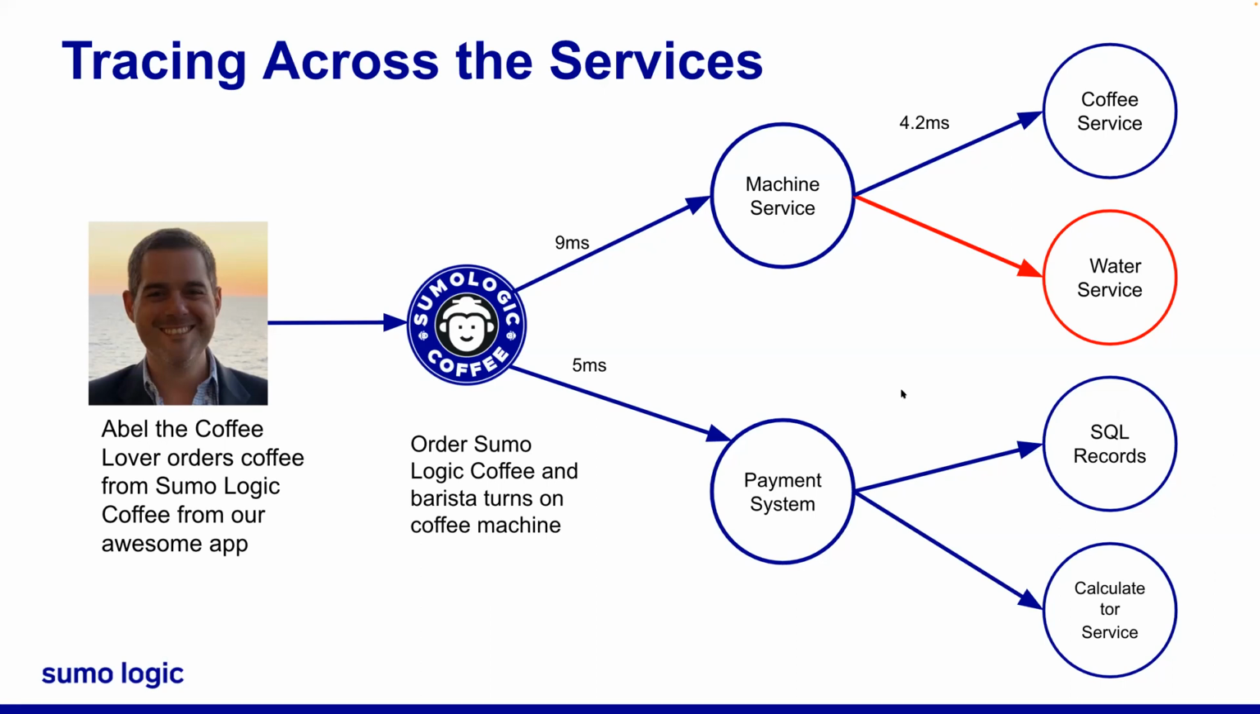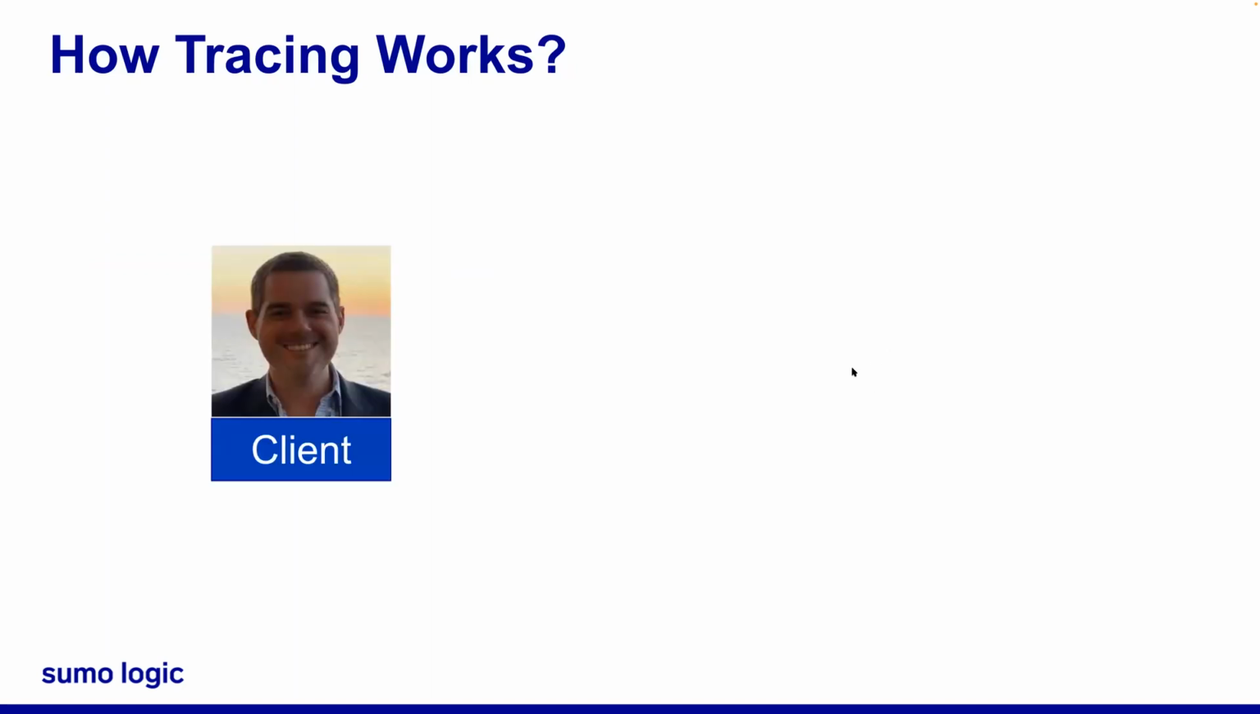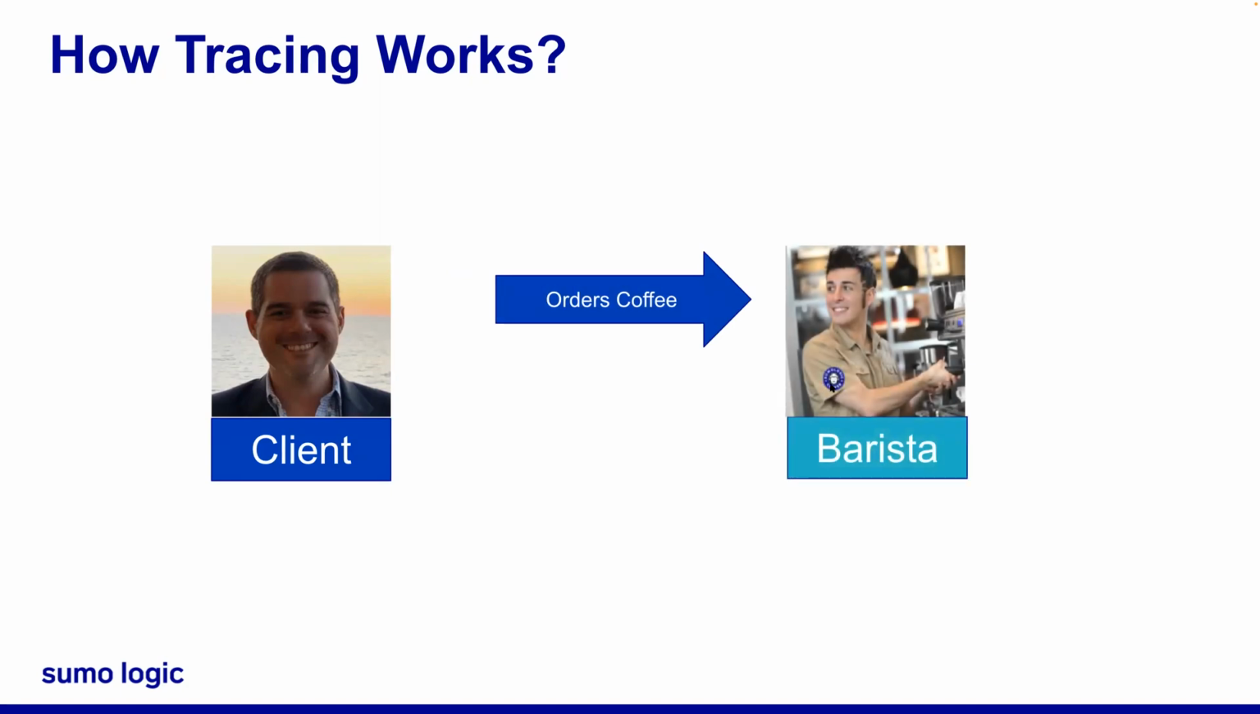Now, how does tracing work in this idea or in this scenario? So what we have is a simple client and barista scenario. Abel is going to order the coffee. The barista is going to get that order. He or she are going to prepare that order and deliver the cup of coffee to the client. So Abel is going to wait for some time for his cup of coffee, and then it's going to be delivered. Now, here's where we're going to get a little bit deeper on it.